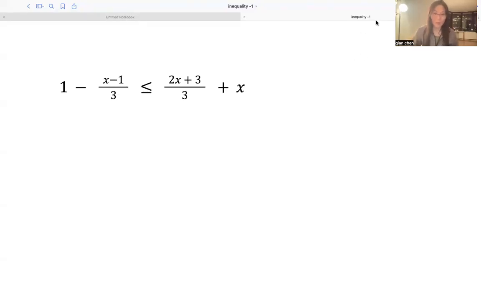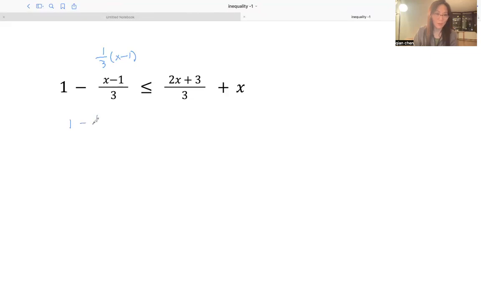Okay, let's work on this inequality. Let's observe first. On the left-hand side, I have two terms: I have 1, plus negative (x minus 1) divided by 3. So this 3 in the denominator, we have to think of that as 1/3, right? You could think of this as 1/3 of x minus 1. Maybe let's write it like that.